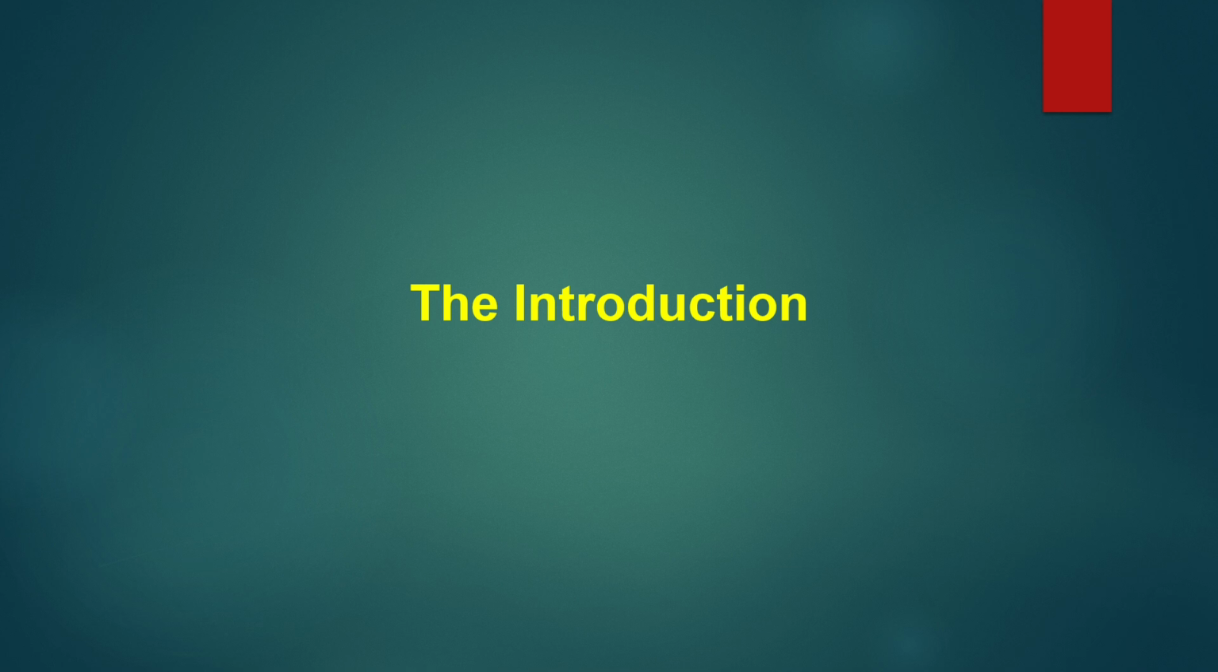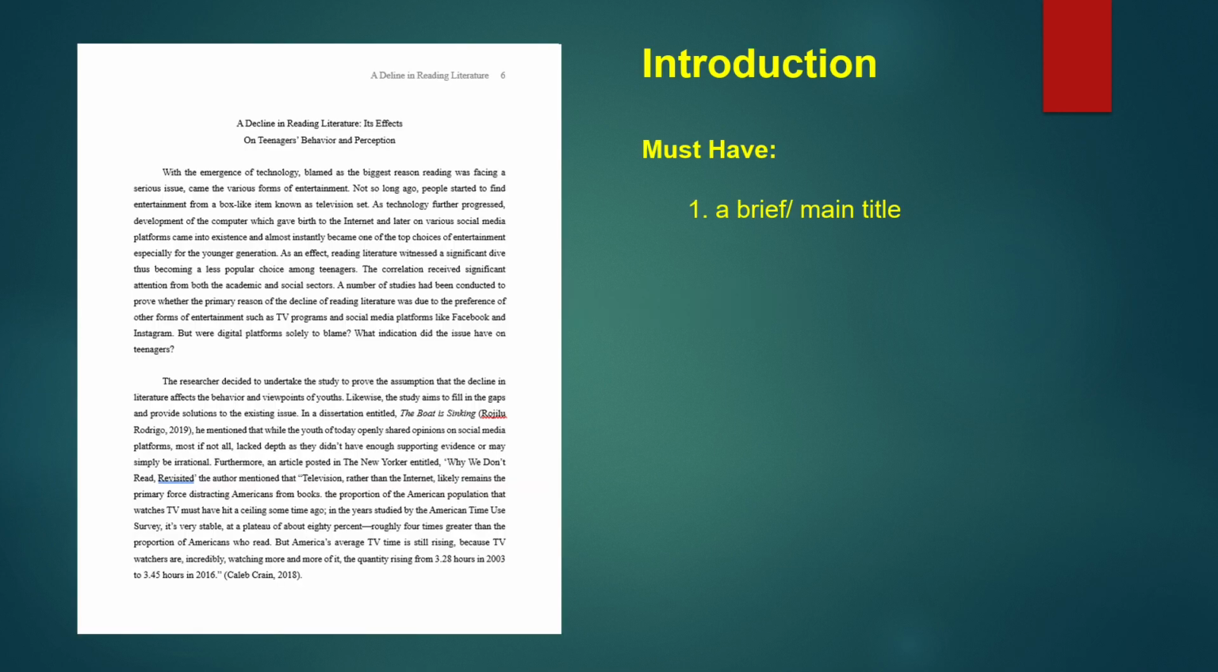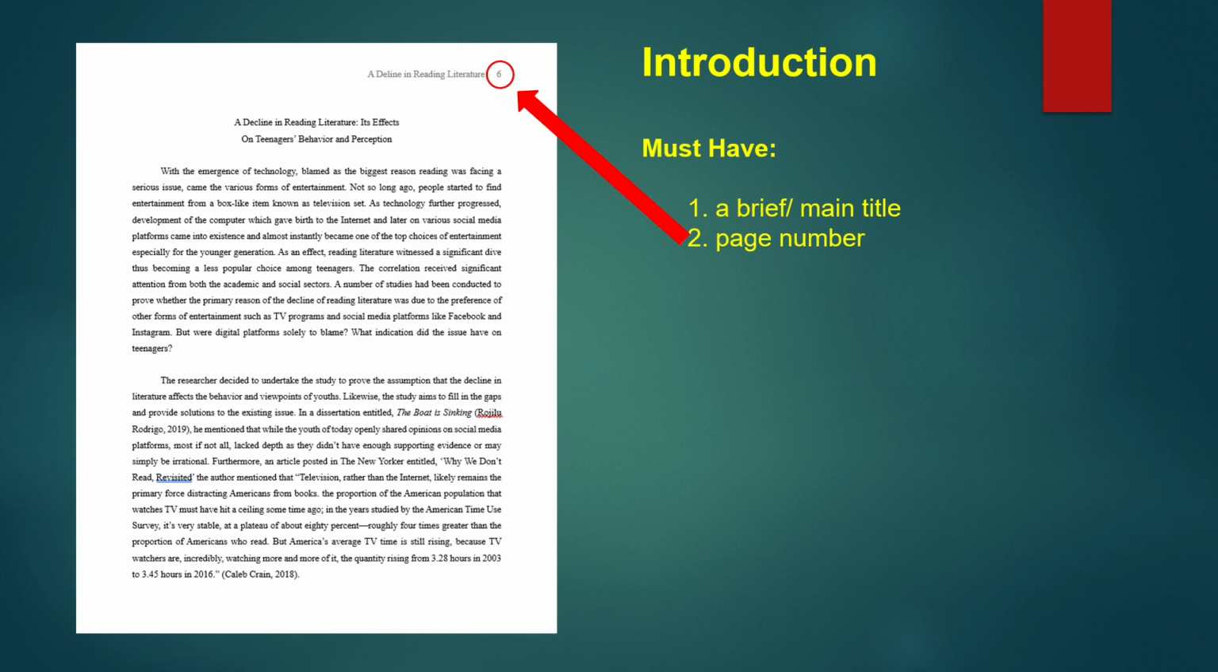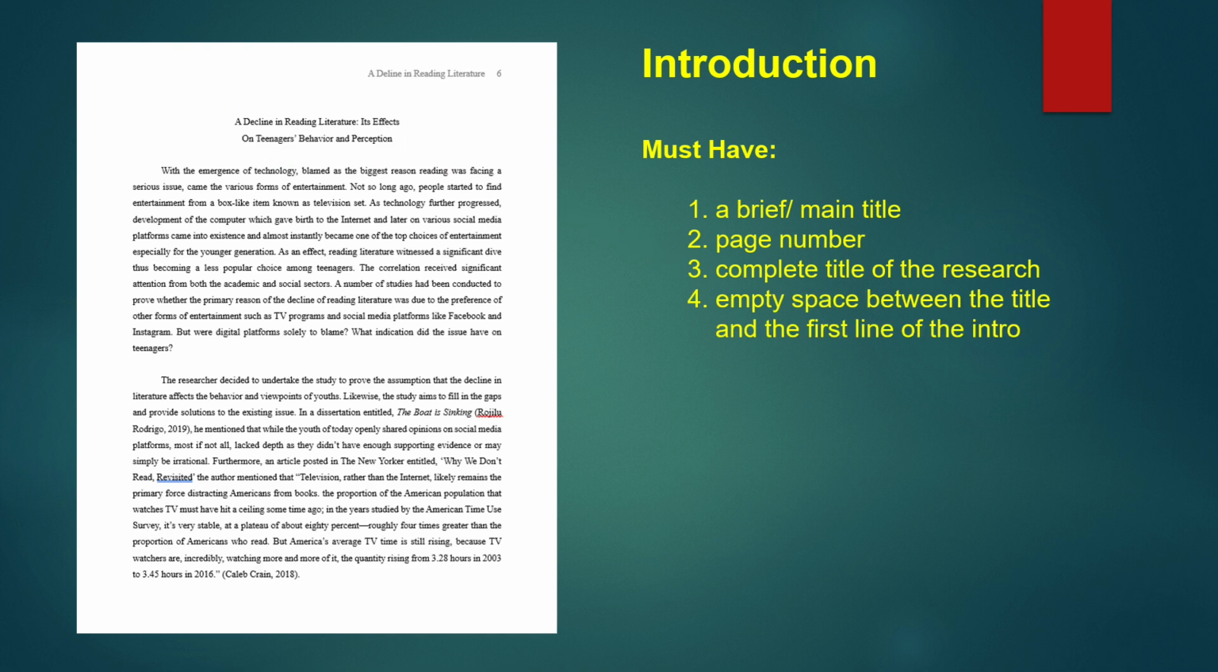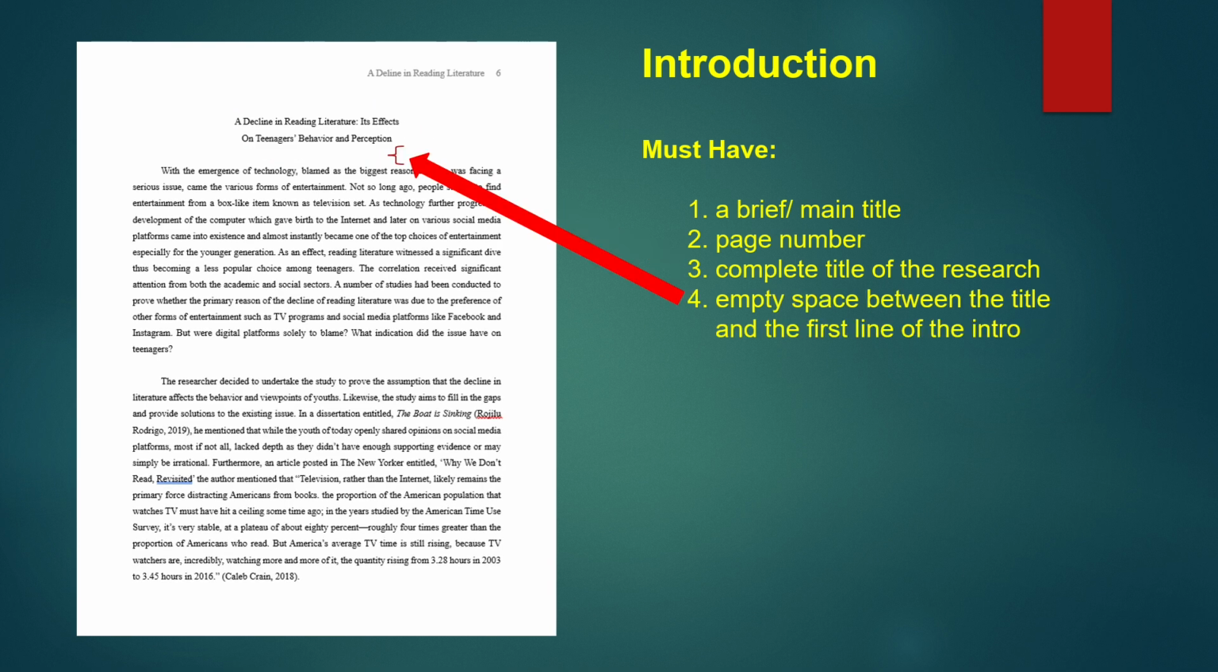First, the introduction. Always be sure that a brief title of the research, or the main title for that matter, is written on the top right part of the page. Across it should be the page number. Then it is followed by the full title of your research at the top center of the page, below the brief title and page number. Also, be sure that you observe proper spacing. Double space is always suggested when writing a research report, and that there is an empty space between the title and the first line of the introduction.